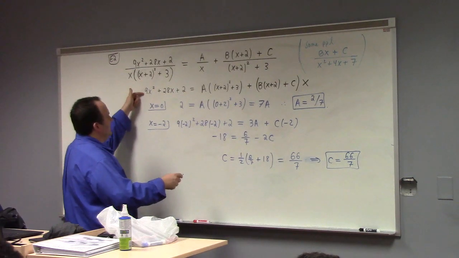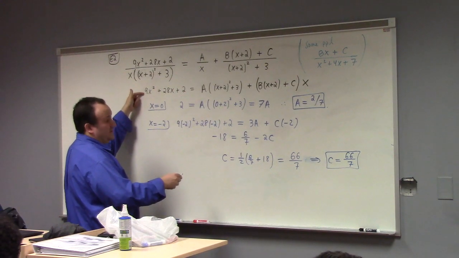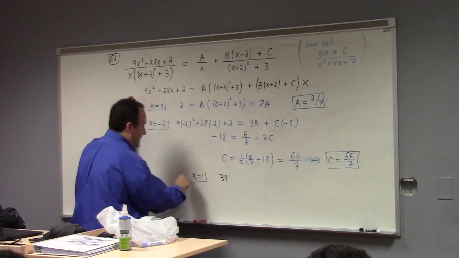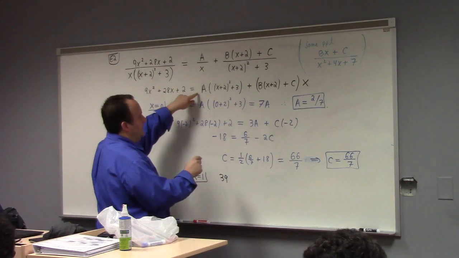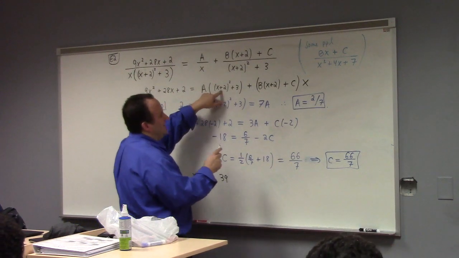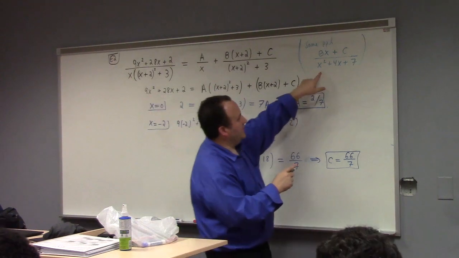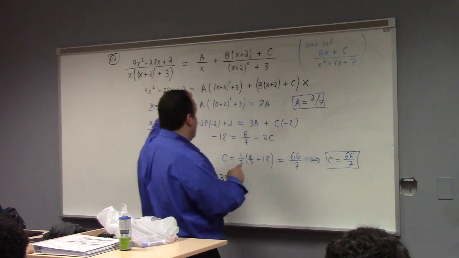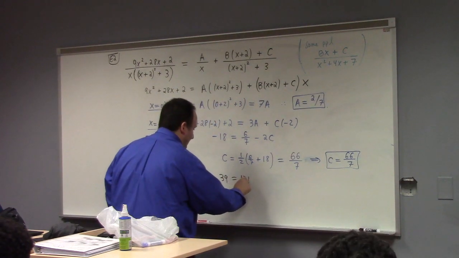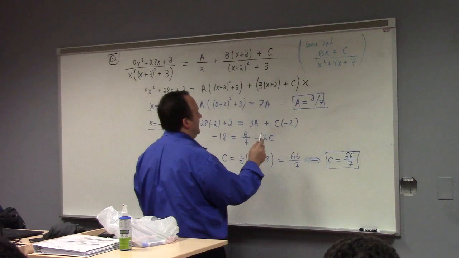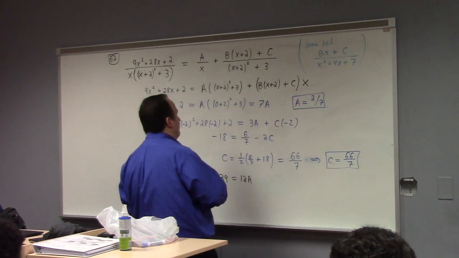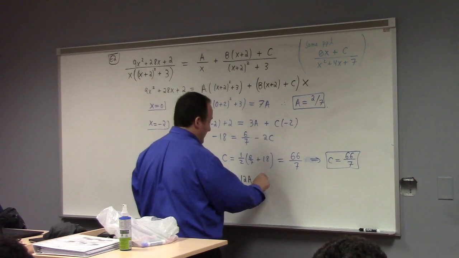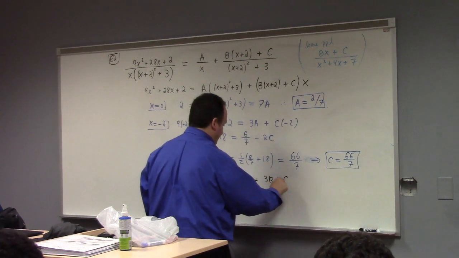So 9 plus 28 is 37 plus 2 is 39. I'm plugging x equals 1 in, so I get 39 on the left-hand side. On the right-hand side, 1 gives me what? It's often convenient to go back to what we started with. This formula is easier for 1. 1 plus 4 plus 7 is 12, right? So we've got 12 equals 12a plus 3b plus c.